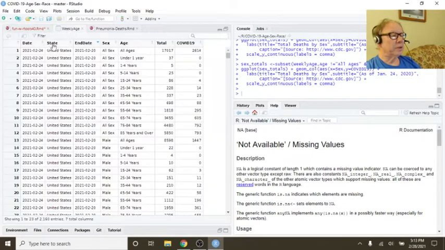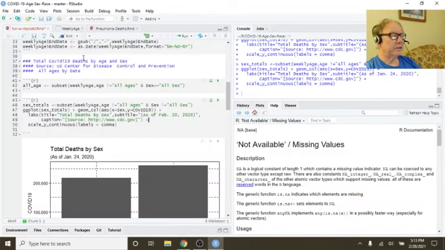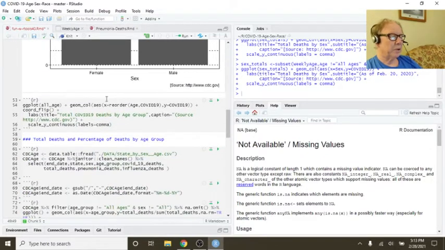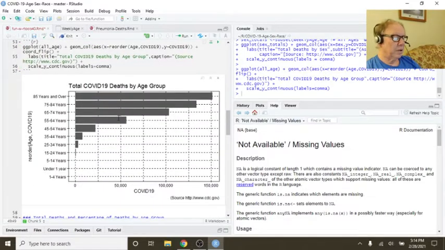We're interested in the end date. That's the week the data was compiled. Okay, so now you can see here, 50 to 75,000 more males have died than females. Now let's see, total COVID-19 deaths by age group. Okay, what you can see here is 85 and older still count for 150,000 deaths.